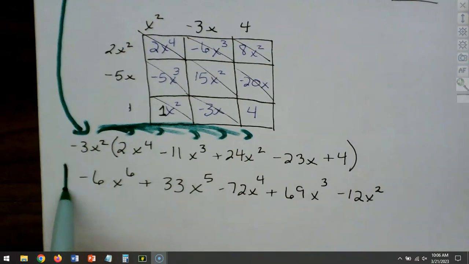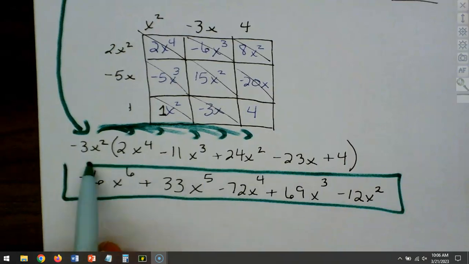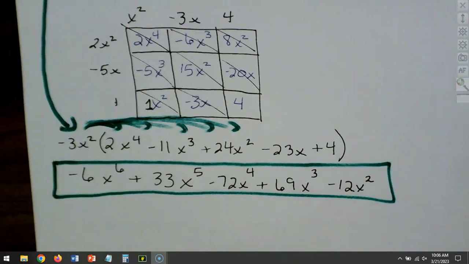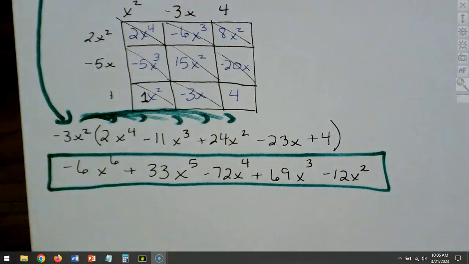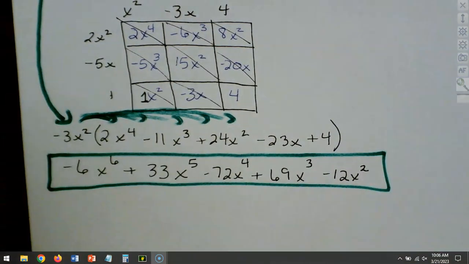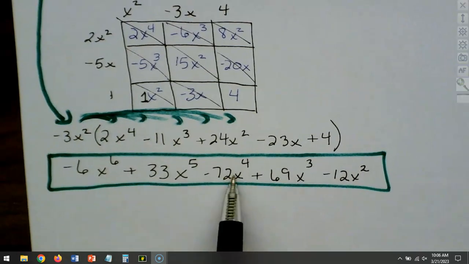So that is all we can do. How do you know to stop? So here's what happens. Sometimes students try to do more than what they need to. How do I know I can stop? Can I combine any of these together?